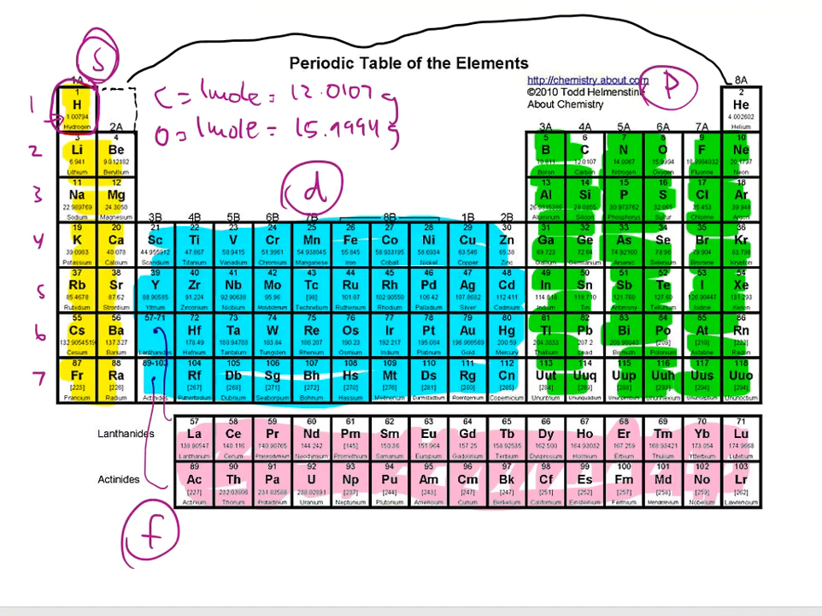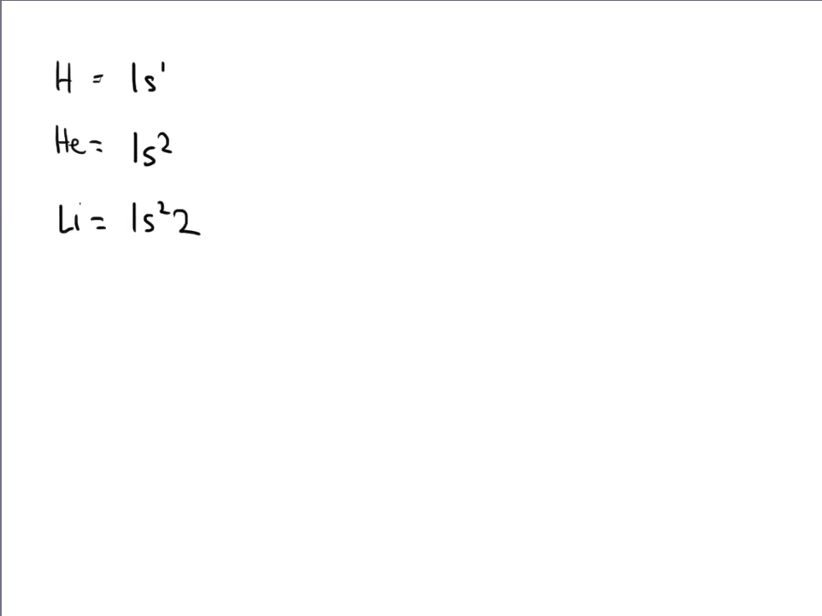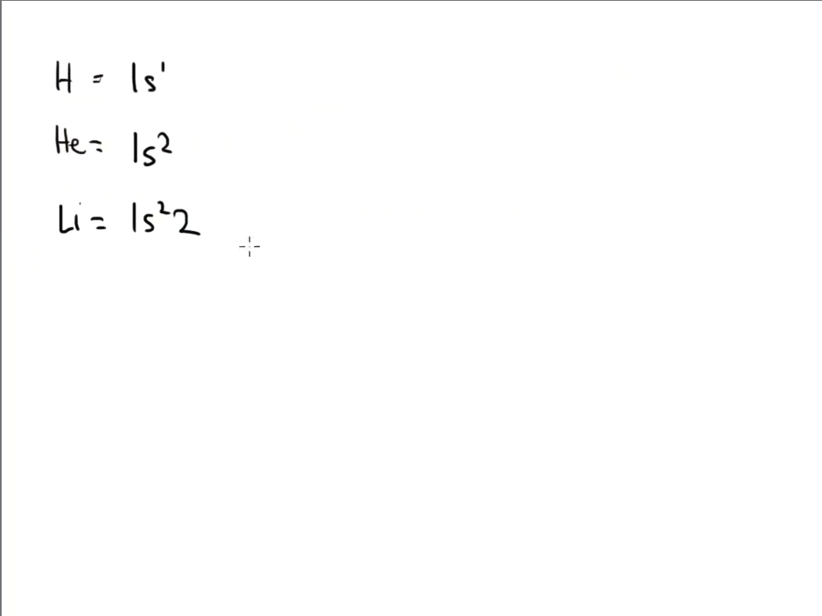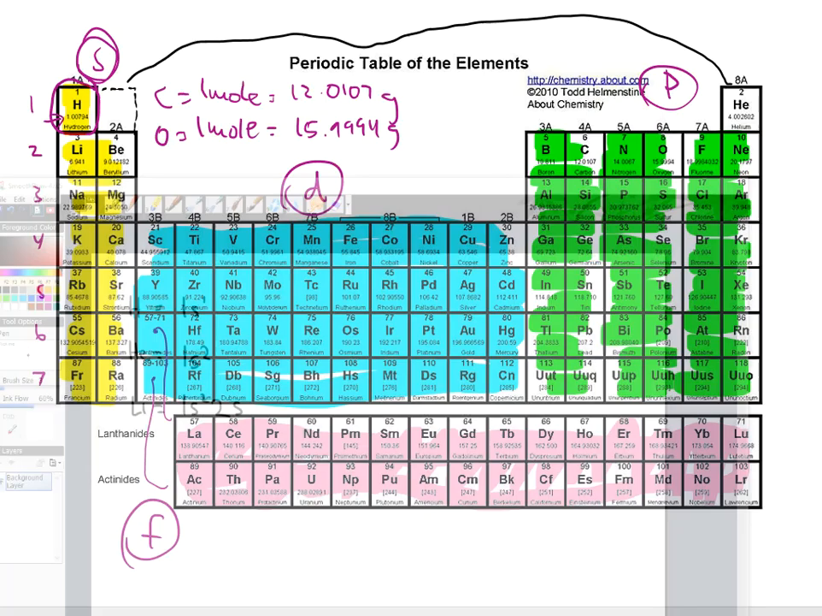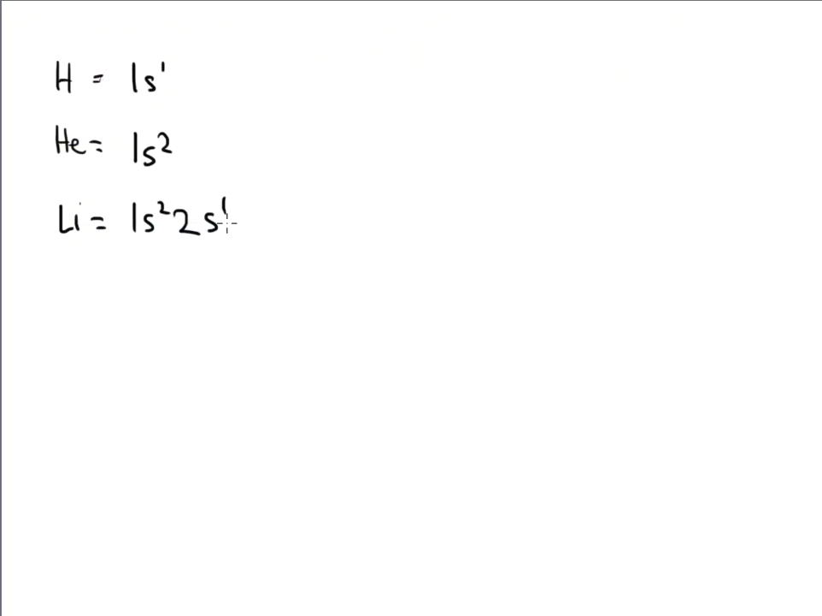When I do that, I'm now in row number 2. So I write a big 2. Lithium is in the S block. It's to the left. So I write down S. And lithium is the very first one in that block. So 2s1. There is your electron configuration for lithium.